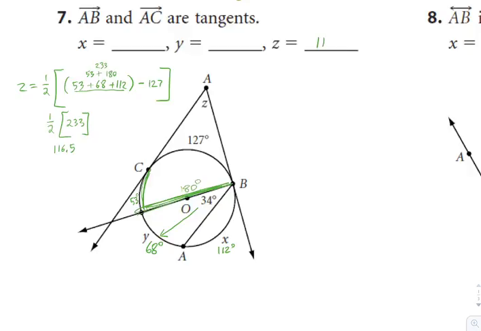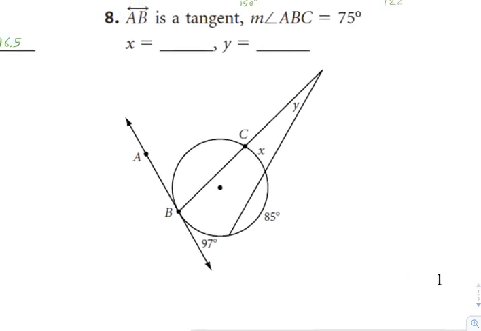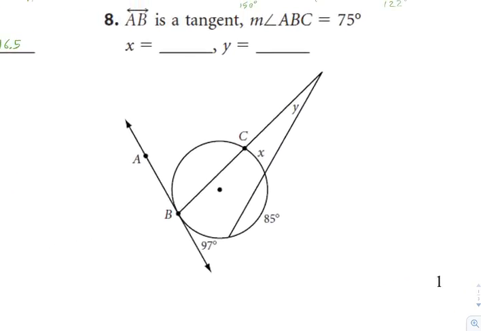So that's Z, 116.5. X was 112. And Y was 68 degrees. Okay, let's go over here now to 8. 8 says AB is tangent, and the measure of ABC is 75. So ABC, this is 75 degrees right here.